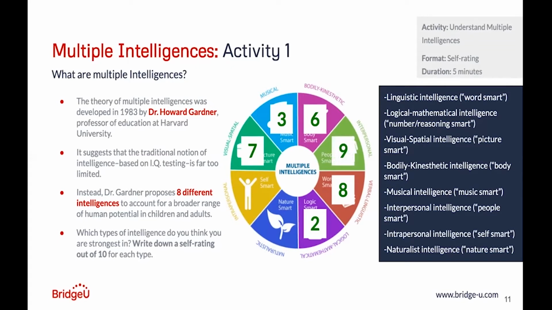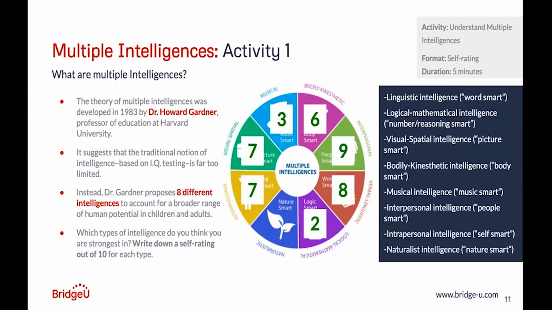The 7th intelligence on the list is intrapersonal intelligence, or self-smart. If you feel you know yourself well, and you're able to control your thoughts and are superb at being self-reflective, then increase your score. I'm probably going to go for a 7 for this one.